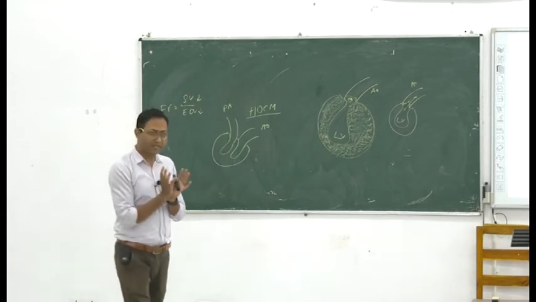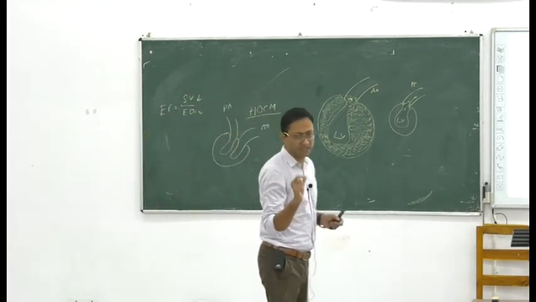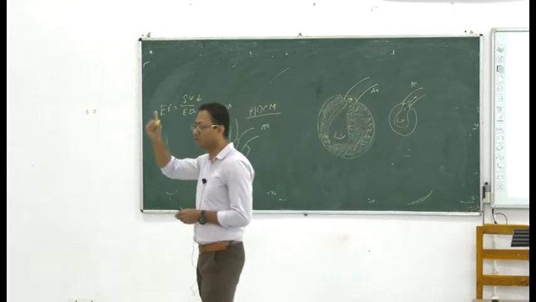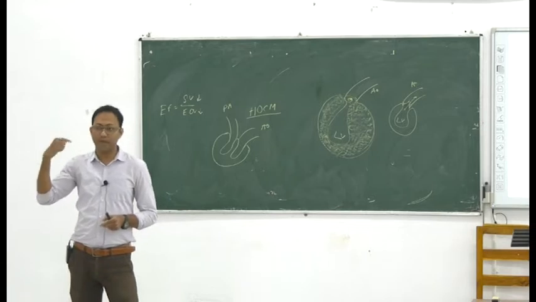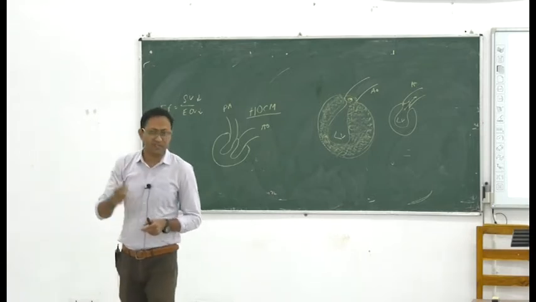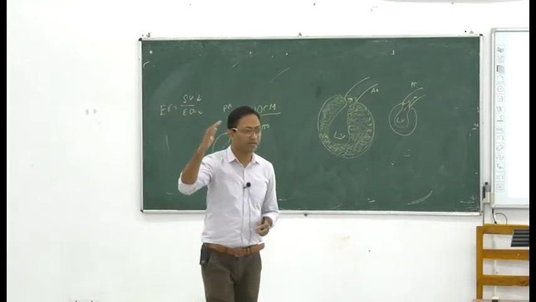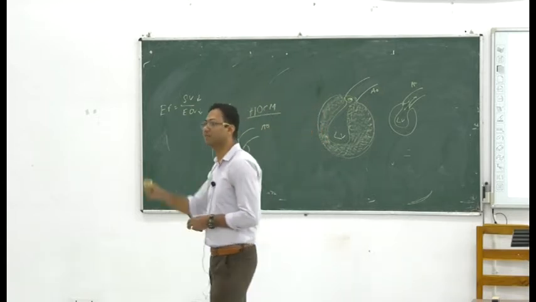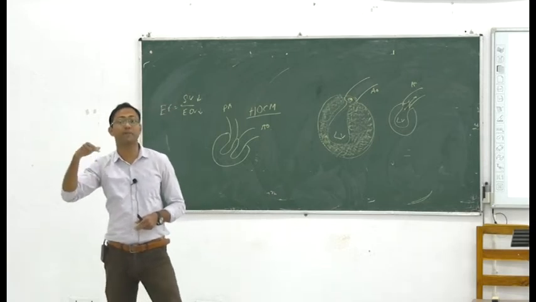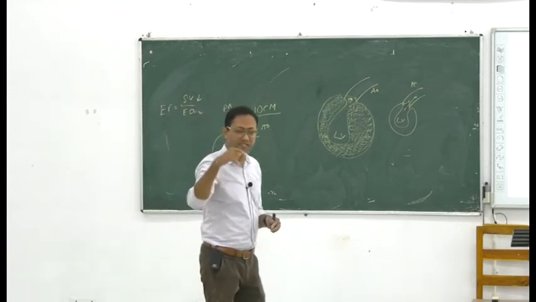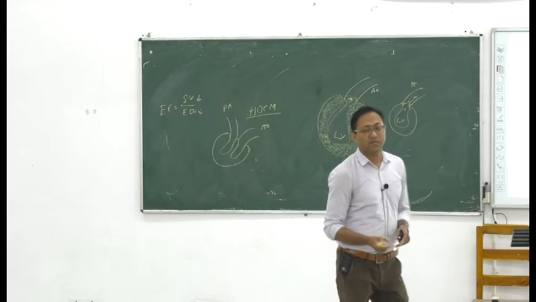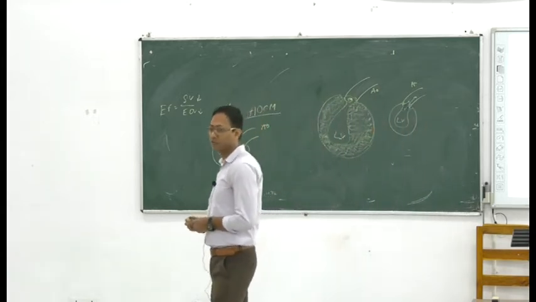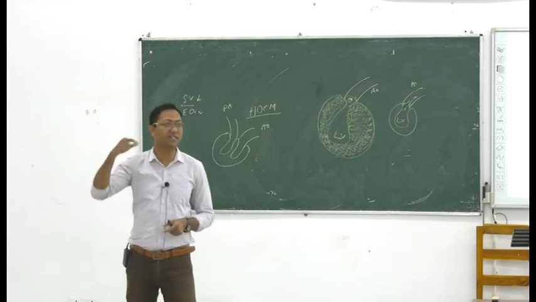Once your left ventricle is failing, what will happen? Due to back pressure, the pressure is transmitted from LV to LA, that is the left atrium, followed by the pulmonary veins, right? Pulmonary veins and finally pulmonary capillaries. So there will be pulmonary hypertension. Once there is pulmonary hypertension, your right ventricle will not be able to pump blood into the pulmonary circulation.